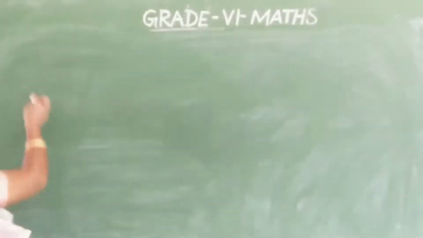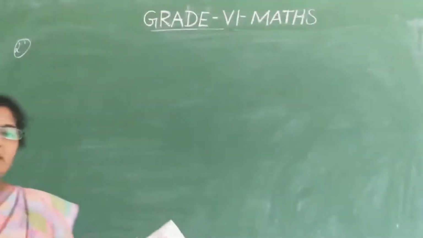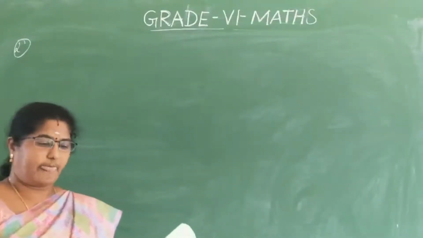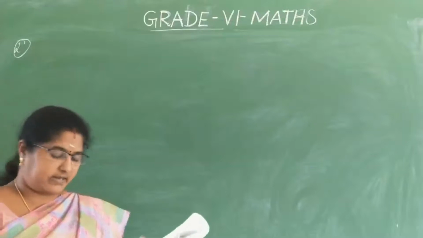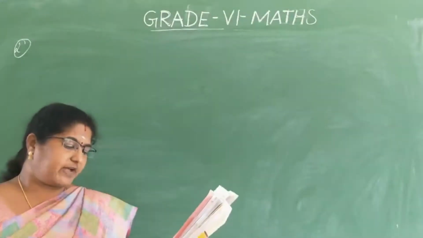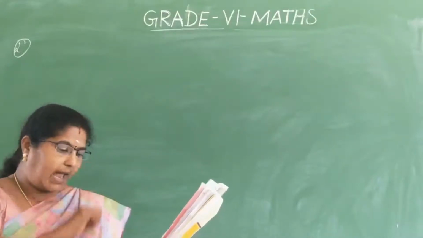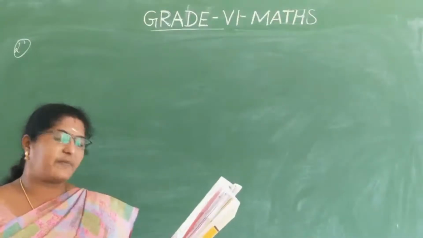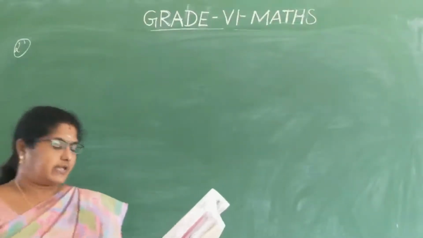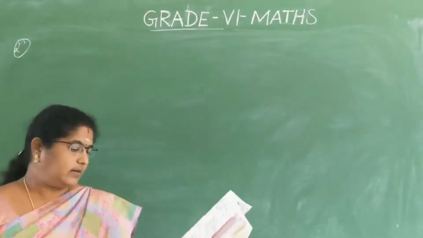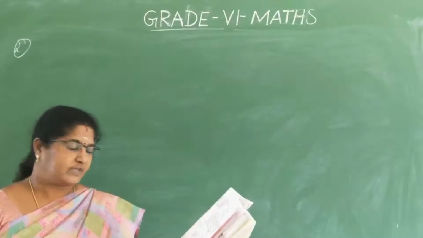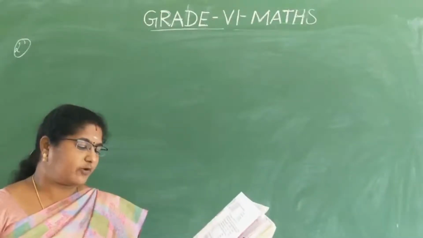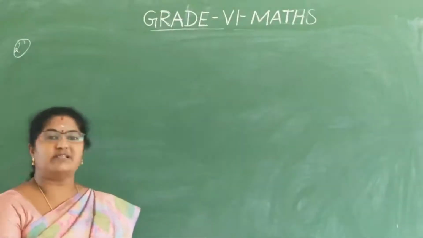Word problem, second question. See the book. Page number 179. Second question. Rashid spent ₹35.75 for a math book and ₹32.60 for a science book. Find the total amount spent by Rashid. What is given? Two values are given. Find the total amount spent by Rashid.